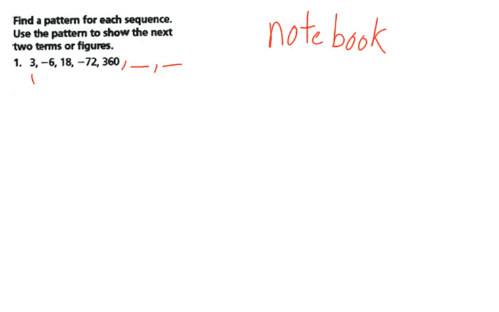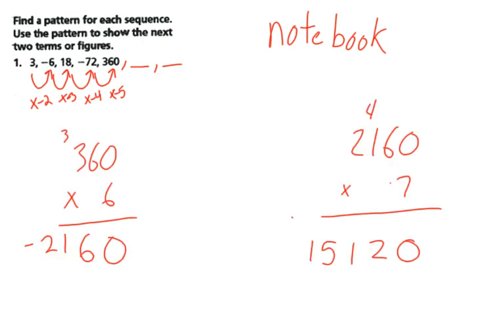Okay, here's my inductive reasoning. It looks to me that I'm multiplying here by -2. To get from -6 to 18, I'm multiplying by -3, and then I'm multiplying by -4, and multiplying by -5. That's what seems to be happening. So I'll continue that same idea and fill in the next 2 blanks.